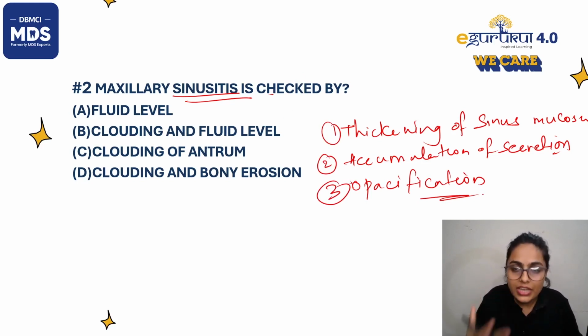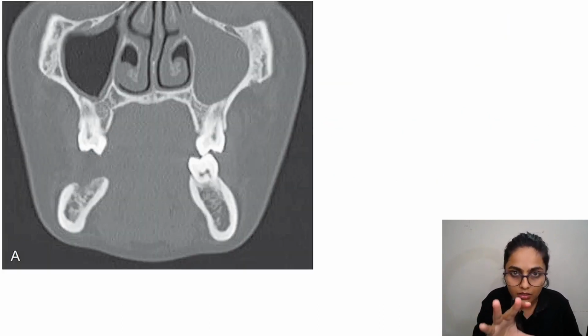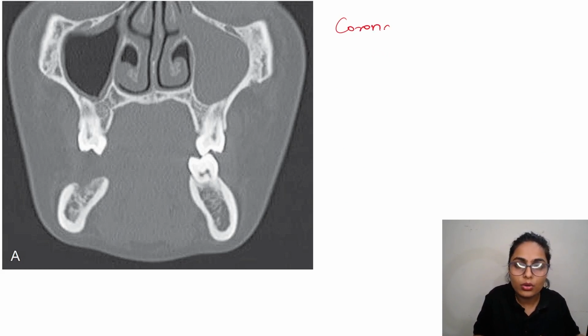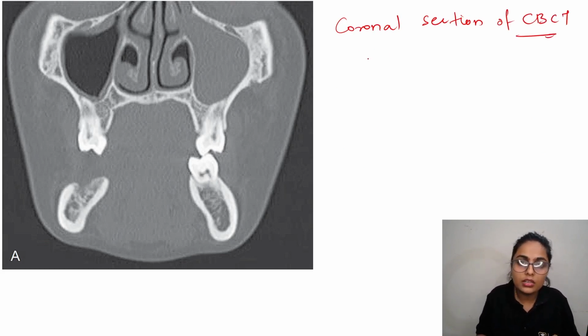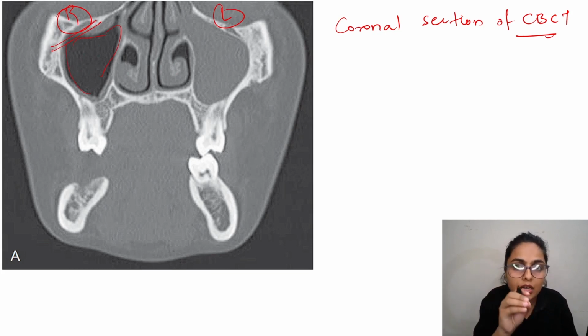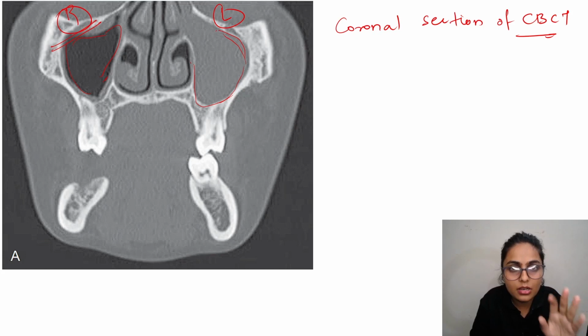Now, how will you check this in radiographs? I have put a coronal section of CBCT. If you are able to appreciate, this is the right maxillary sinus and this is the left maxillary sinus. The right maxillary sinus appears completely normal, completely radiolucent. Basically, a sinus is an air cavity, so in radiographs it looks like a radiolucent cavity. If you compare the right side with the left, the left sinus is completely radiopaque. So complete opacification has taken place due to sinusitis.